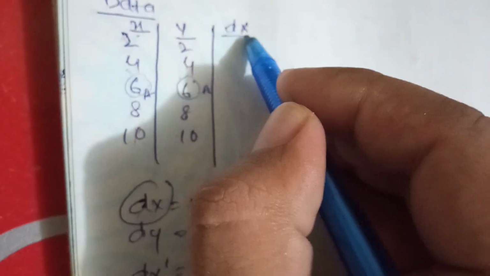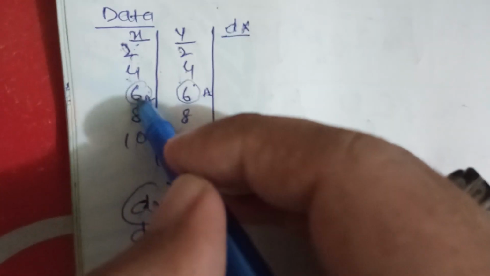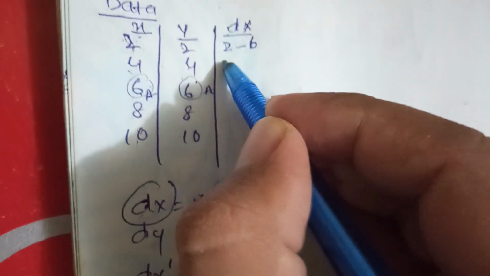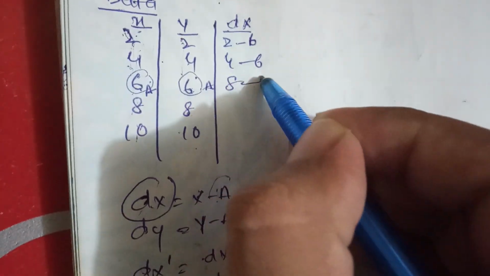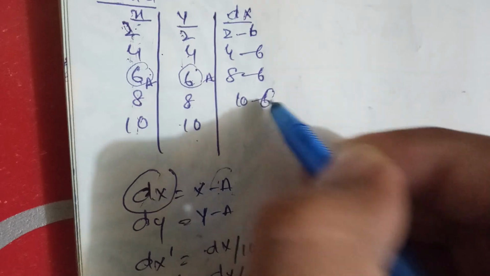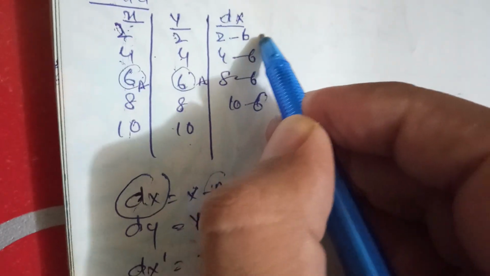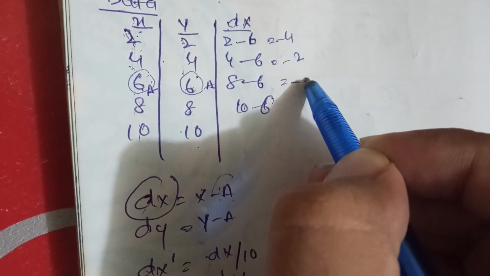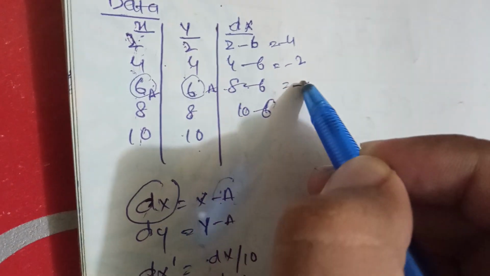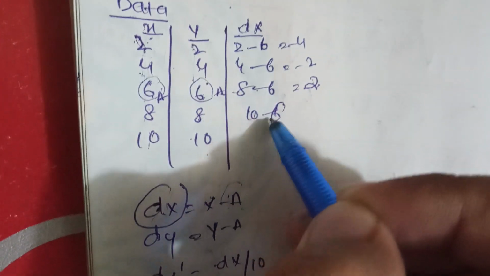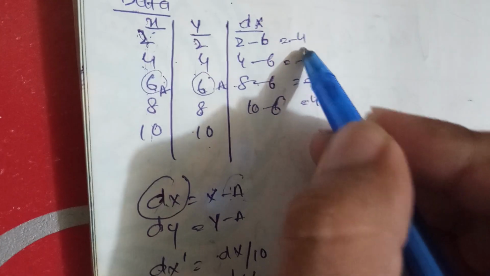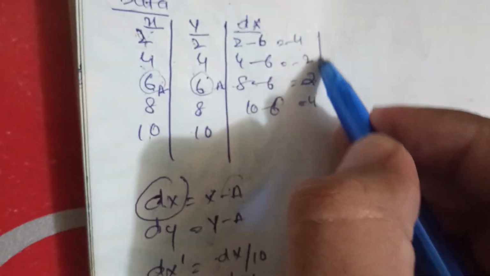If you want to find dx, subtract 6 from 2. Put it down: x is equal to 2, minus a, which is our 6. Then we have 4 minus 6, then 8 minus 6, then 10 minus 6. Now just solve it. 2 minus 6 is minus 4, then minus 2, then 8 minus 6 is 2, and 10 minus 6 is 4. So the values are minus 4, minus 2, 0, 2, 4.